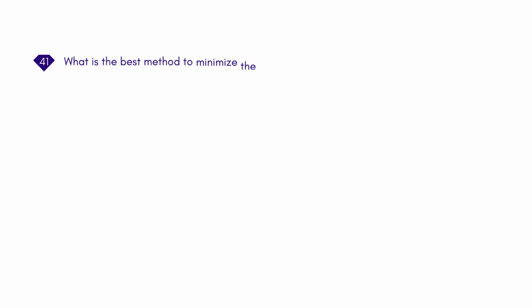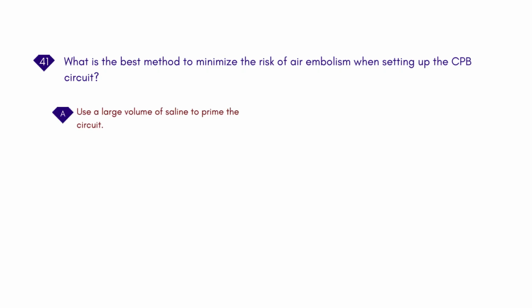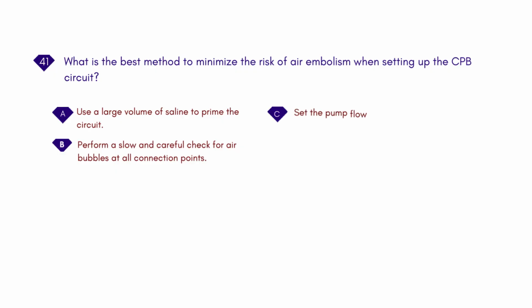What is the best method to minimize the risk of air embolism when setting up the CPB circuit? A. Use a large volume of saline to prime the circuit. B. Perform a slow and careful check for air bubbles at all connection points. C. Set the pump flow rate to the highest setting. D. Use a vacuum system to remove air from the circuit.